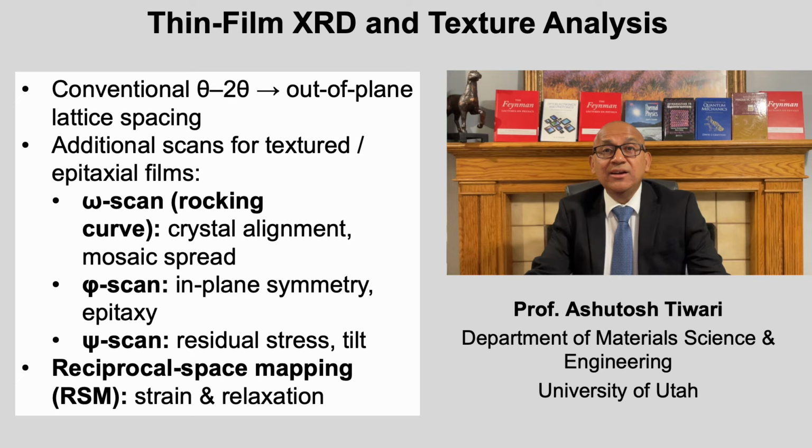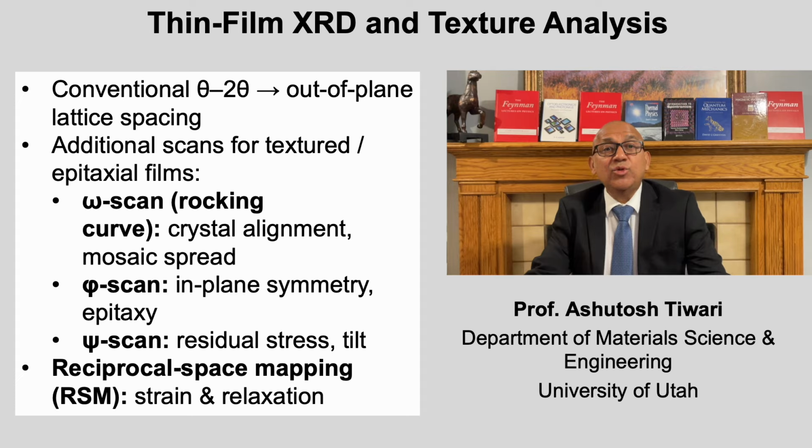The phi scan is used to probe in-plane rotational symmetry. By rotating the sample around its surface normal, we can confirm epitaxial relationships. For example, detecting 4-fold symmetry in cubic films or 6-fold in hexagonal structures. The psi scan tilts the sample away from the diffraction plane to evaluate the residual stress or texture components not visible in standard geometry.